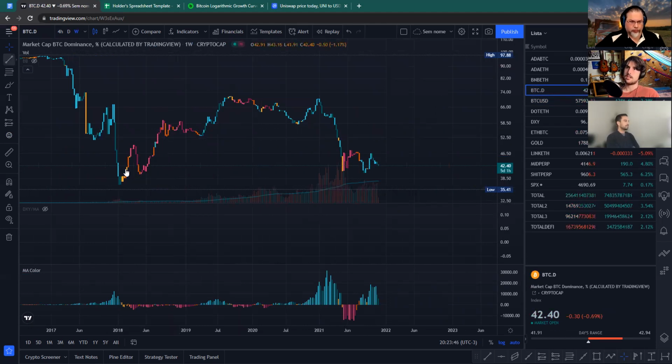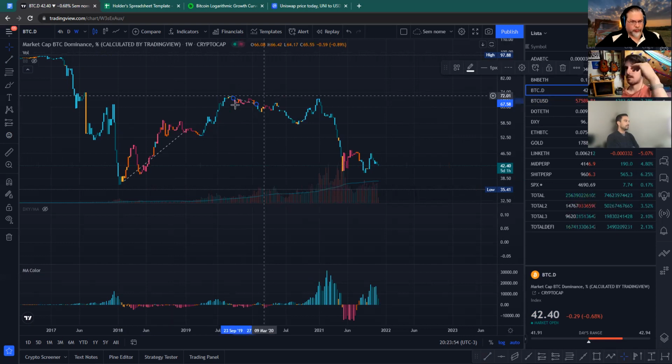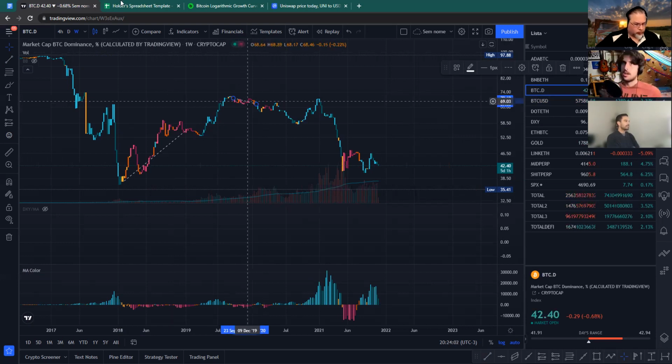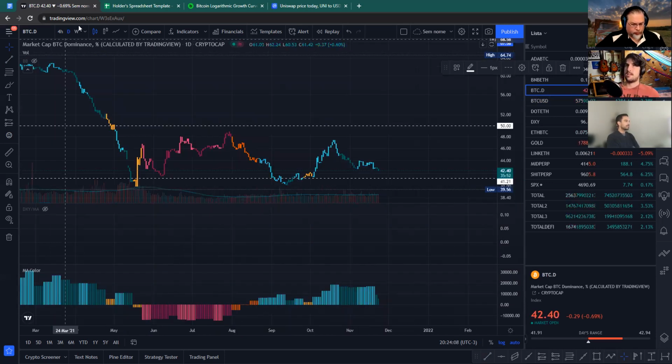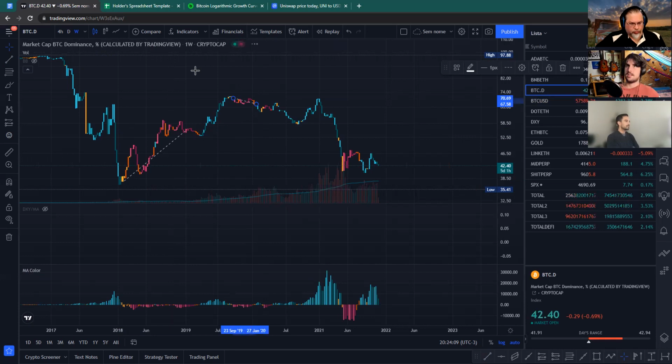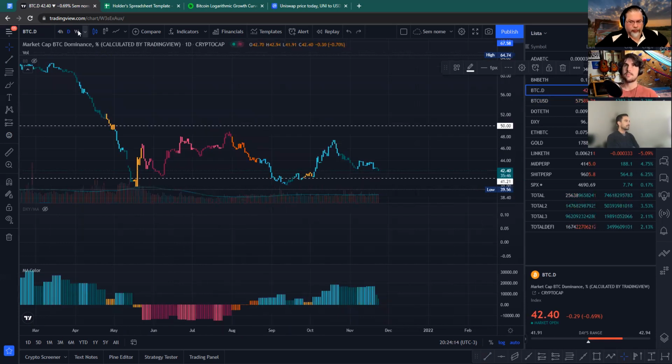So right here, we saw this. Now, right here was a brief period, but it didn't move much. It was basically going sideways at 70%. So Bitcoin was accounting for 70% of the total market cap of crypto. And remember, this is a weekly chart. So if you go to the daily chart, then you might think it's wrong, but it's because I'm looking at the weekly chart, since this is for macro analysis, okay?